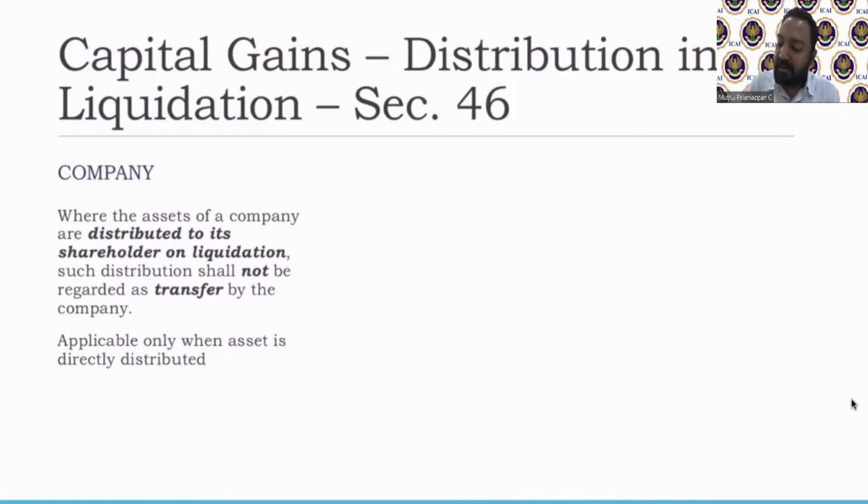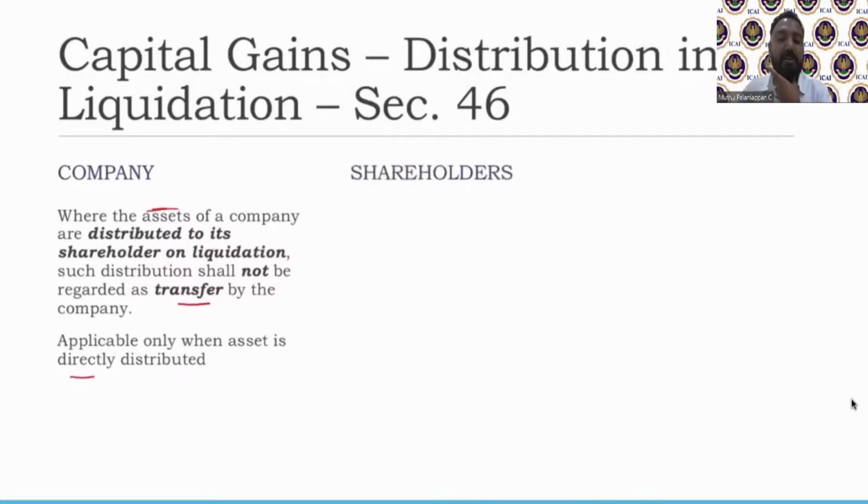When the assets of a company are distributed to shareholders in liquidation, such distribution shall not be regarded as a transfer by the company. So it is not a transfer to them, and it will not be a transfer in their hands. It is only when the asset is directly distributed. If the asset is first sold, and out of that money it is distributed, then it is applicable. What is not applicable is the asset being directly sold to the shareholder. So this is from the company's angle.